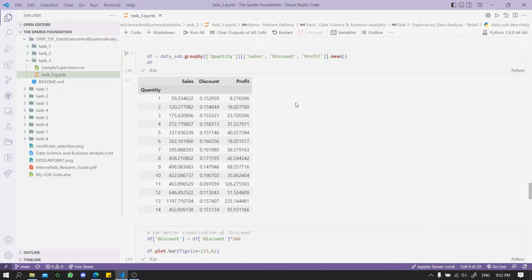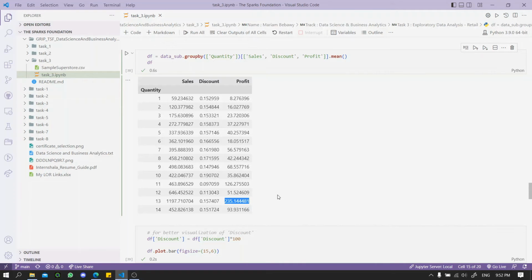We try to do this by inspecting the means of each quantity. We inspect the mean because we don't want to be dealing with all of the data in the data frame. So that's what we get. We notice upon inspection that, for example, the sales has the highest values at the quantity number 13, and the profit also has the same thing.